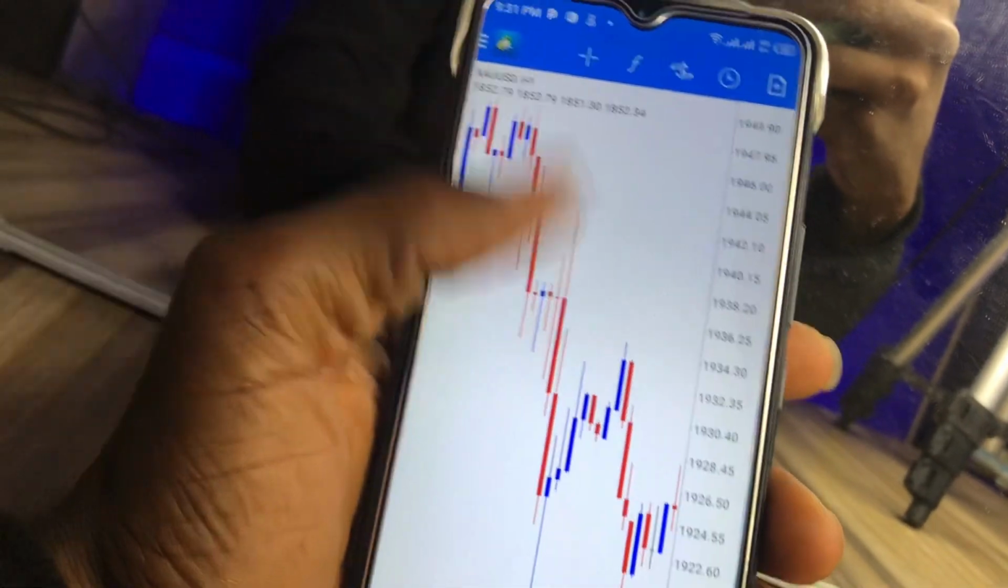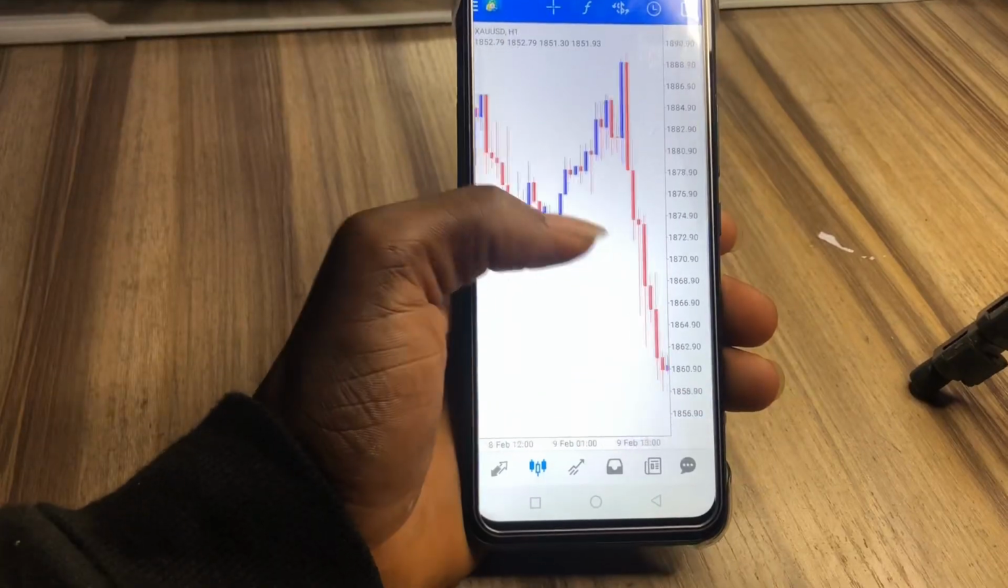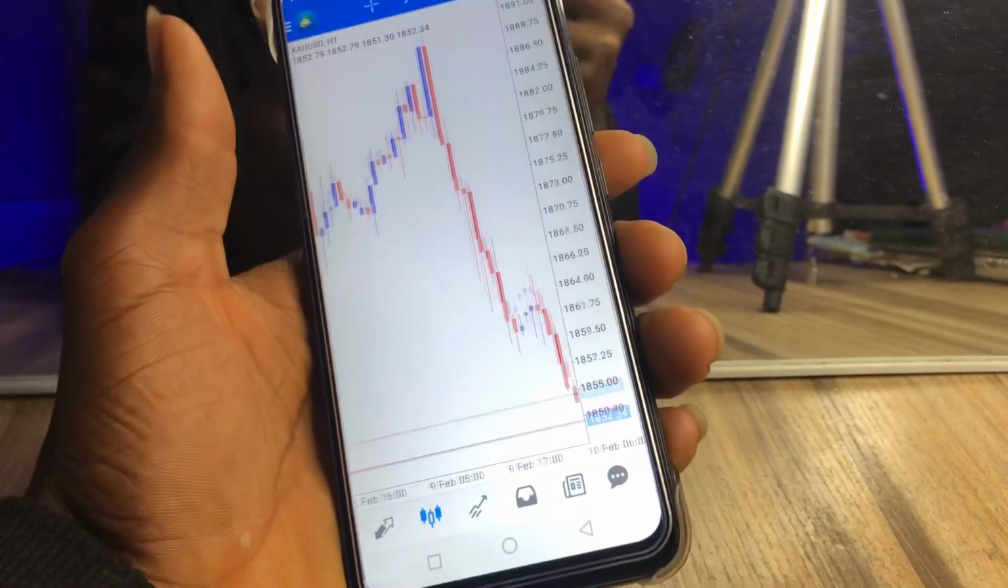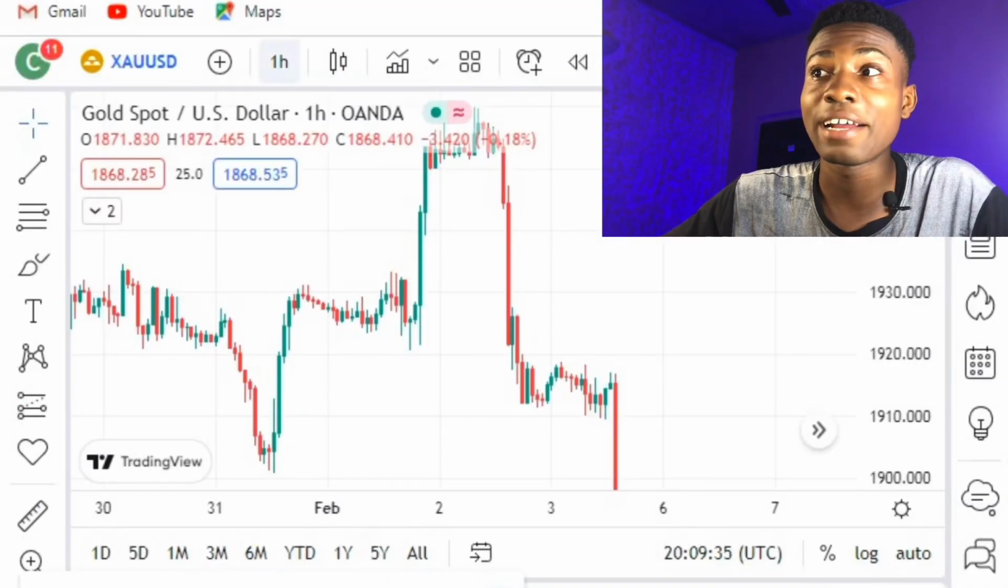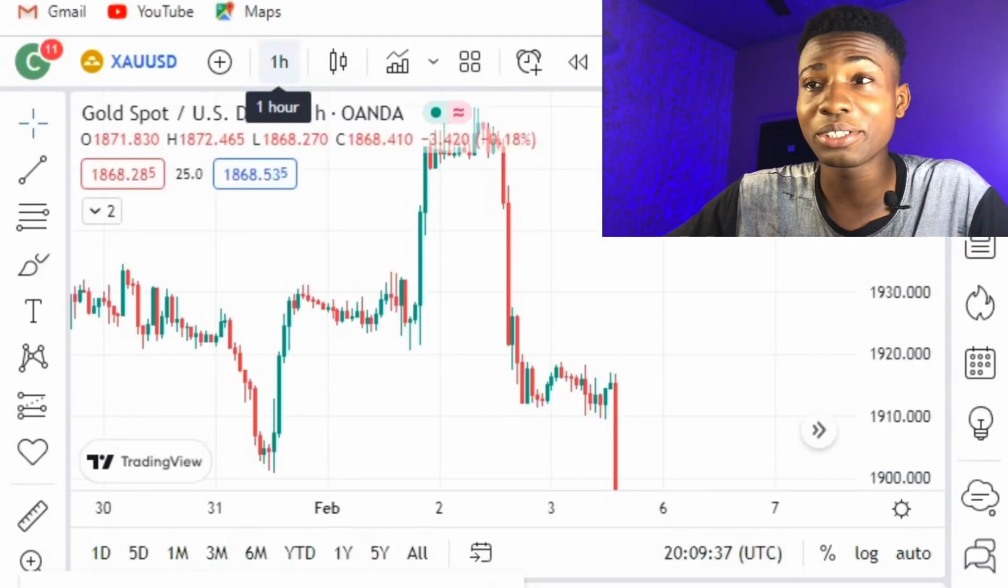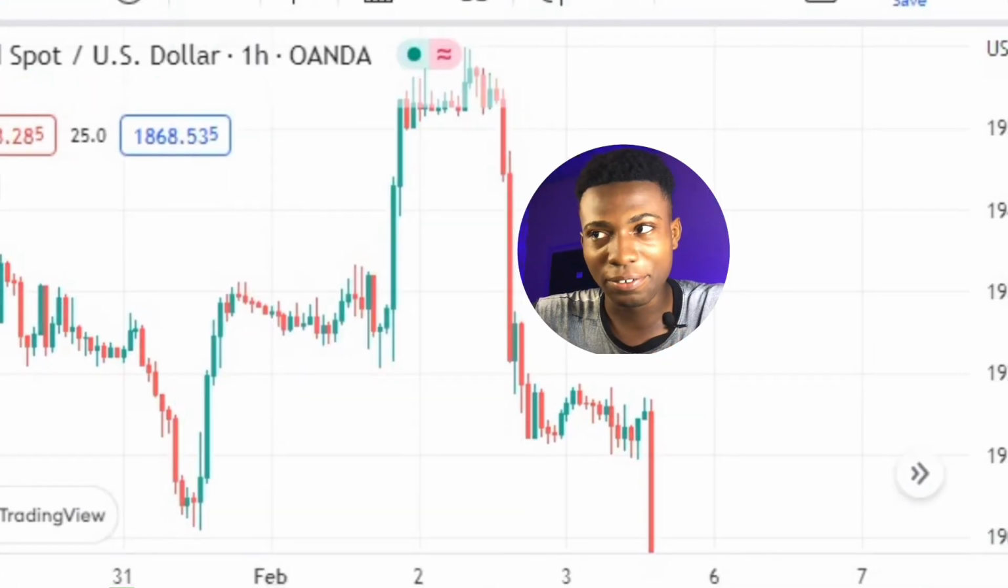Now, if you're having a hassle trading gold, right here I'm going to be explaining a very simple strategy that you can use step by step to get entries in the market and exit in the market. So at this point, we're going to go to the lower time frame, and the time frame we're going to be using right here is the 15 minutes time frame.